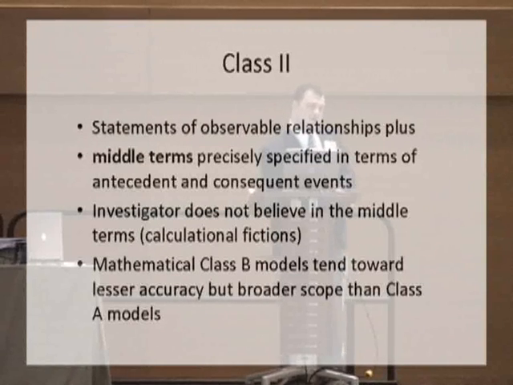Sometimes we find it necessary to postulate constructs like hunger or associative strength or something like that to mediate between inputs, antecedents, and outputs. Now, investigators who work in this class tend not to believe that the middle constructs, these middle terms, are actually real. They treat them as calculational fictions, which is a term someone used once. There are mathematical models in this class, models that have inputs, they have outputs, but they also have stuff in the middle. The stuff in the middle is not directly observable.